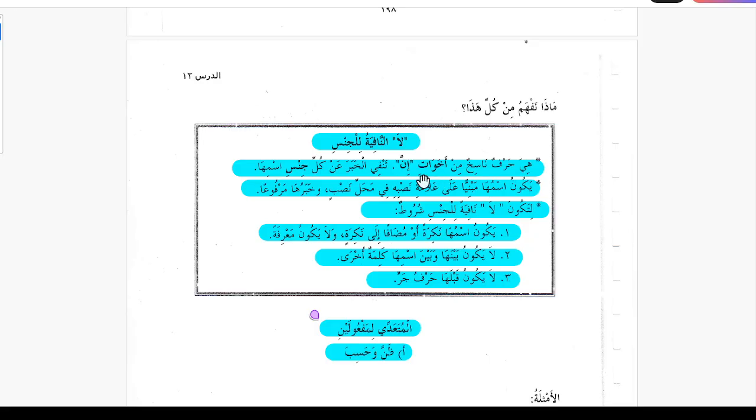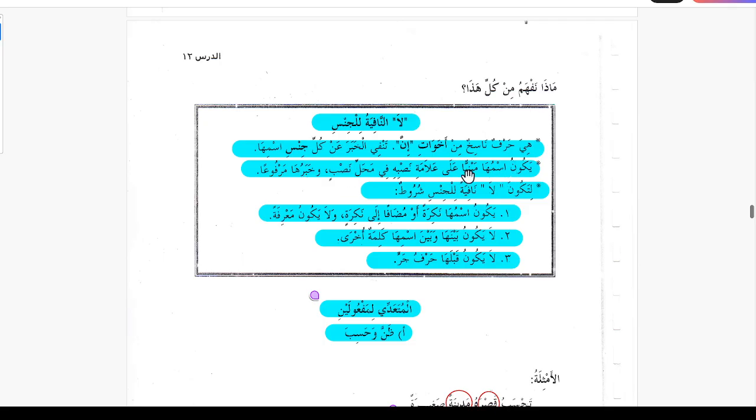It comes on jumla ismiya, and then we have to find the ism and khabar, just like ismu inna and khabru inna. There is an ismu la nafiyatul lil jins and a khabru la nafiyatul lil jins. What it does, tanfil khabra an kulli jinsi ismiha, it negates the khabar for all the genus of the ism. So basically this la nafiya negates the whole category of the ism.